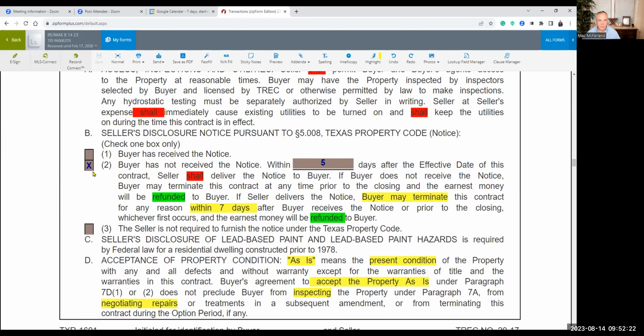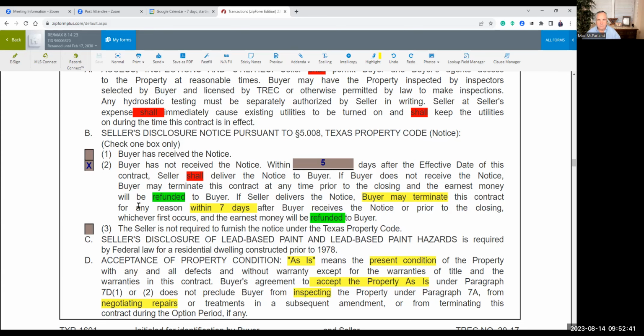Seller disclosure notice. Just keep in mind that if you mark to, and as a listing agent, I hated this, so I always tried to make sure that the seller's disclosure notice was uploaded. If we had one, if it's a repo, we didn't have one, right?